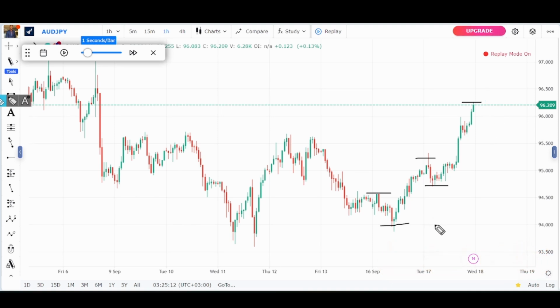Now that we have identified that this is an uptrend, the next thing that I want to do is to identify structure levels, and to do that I need to find the levels that have been broken. Let's do the support and resistance levels.